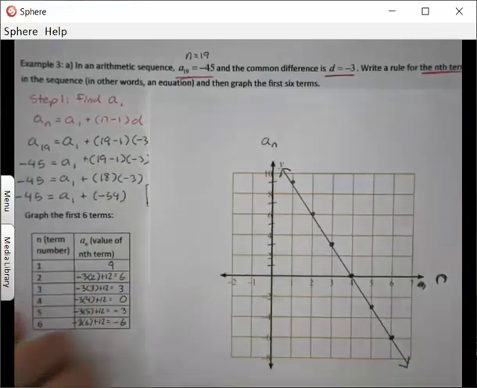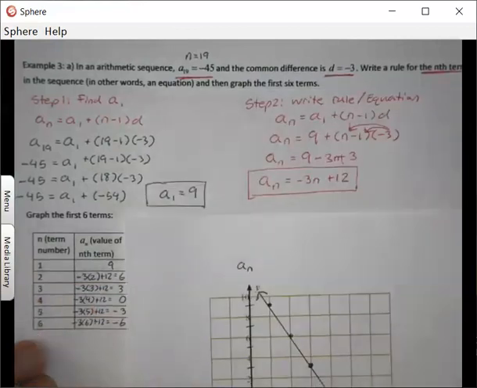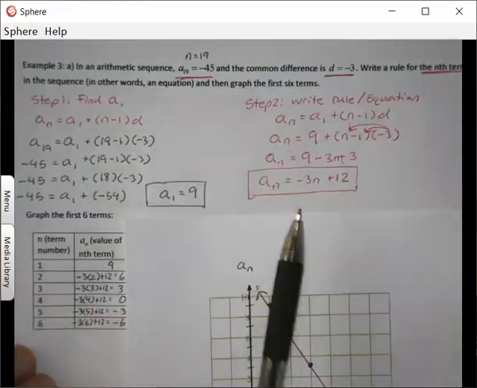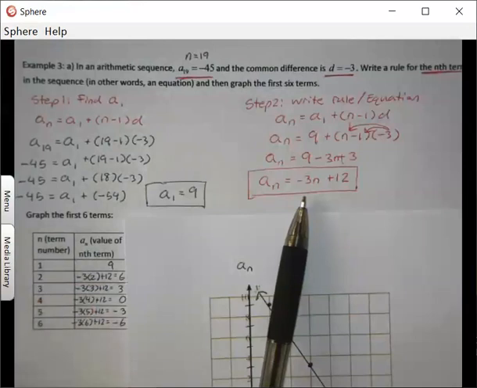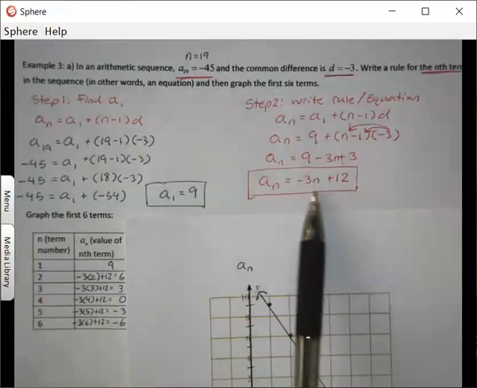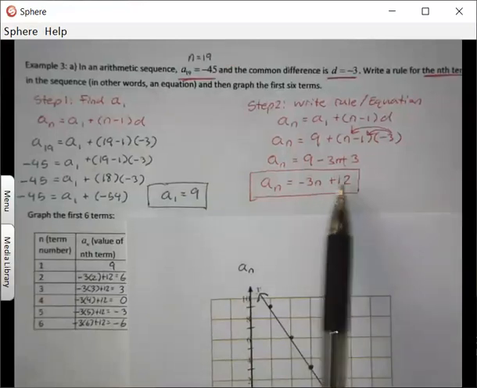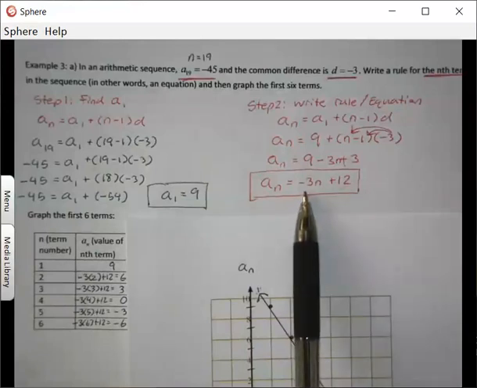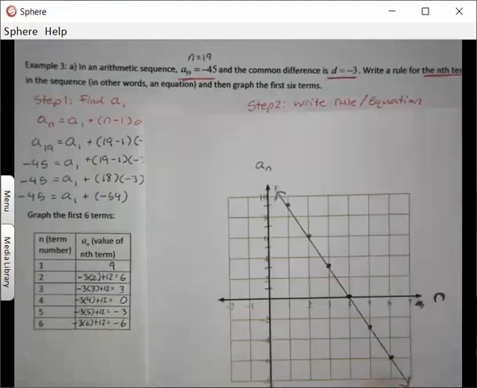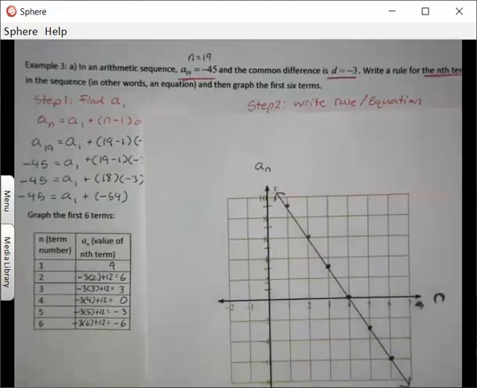And if we look at our equation again that describes our sequence, this is definitely a linear equation. Right? It has a y-intercept and a slope. And we can see our slope is -3. So that's why we are decreasing.